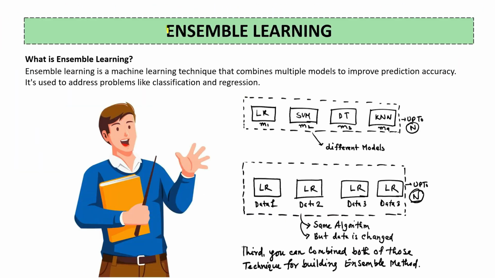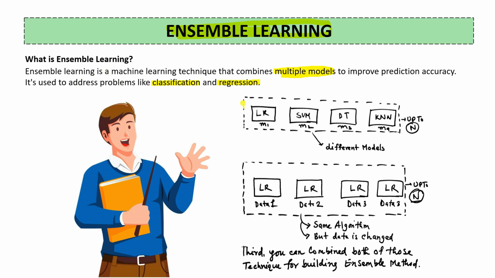What is Ensemble Learning? Ensemble Learning is a machine learning technique that combines multiple models to improve the prediction accuracy. It is used to address problems like classification and regression. Ensemble learning is nothing but a group of multiple machine learning models. There are three ways you can design your ensemble learning method.